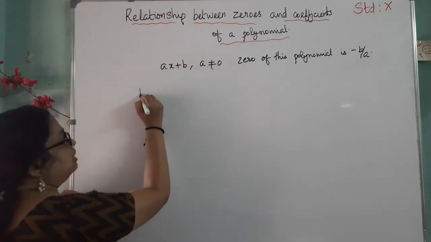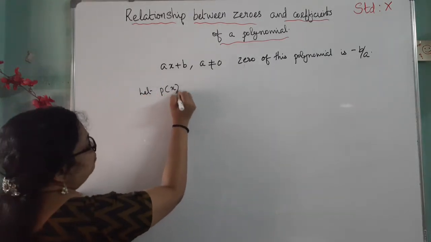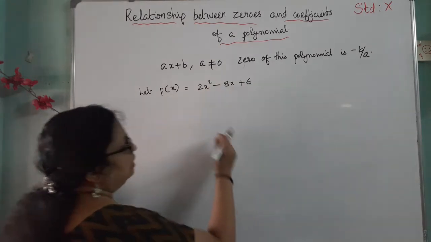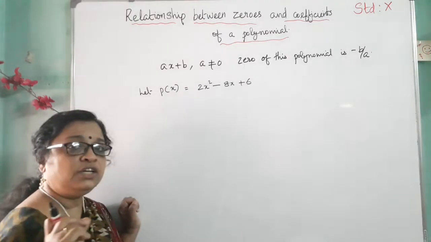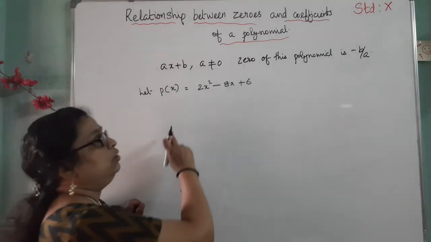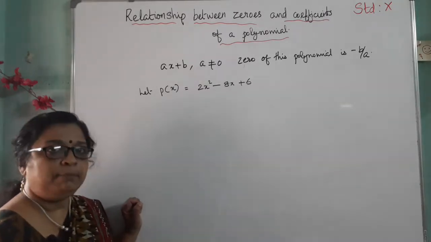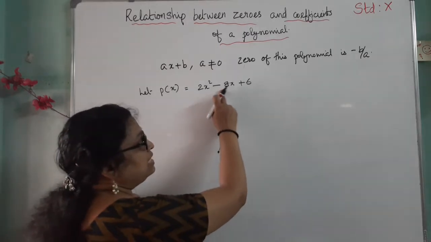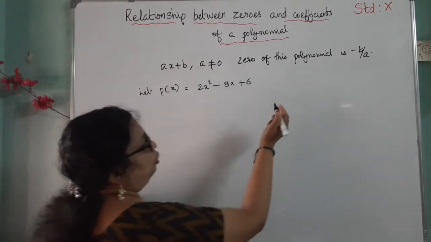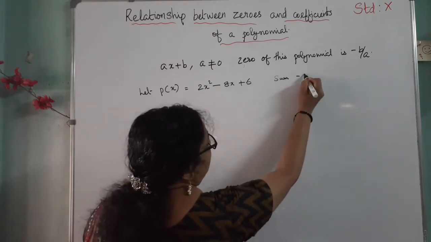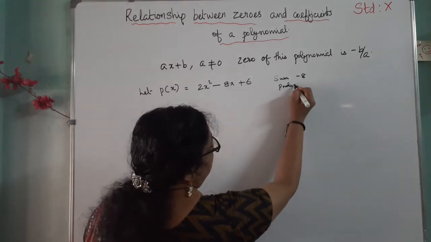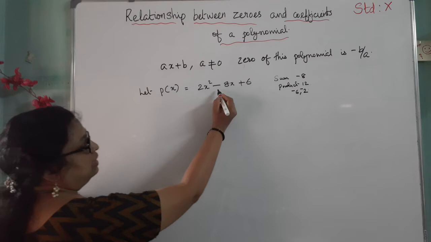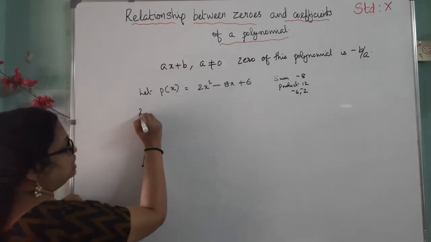Let p(x) equal to 2x square minus 8x plus 6 be a quadratic polynomial. Last year you studied how to factorize a quadratic polynomial by splitting the middle term. Here the middle term is minus 8x. So we know that sum is minus 8 and product 12. We can take minus 6 and minus 2. We can factorize by splitting this minus 8x.